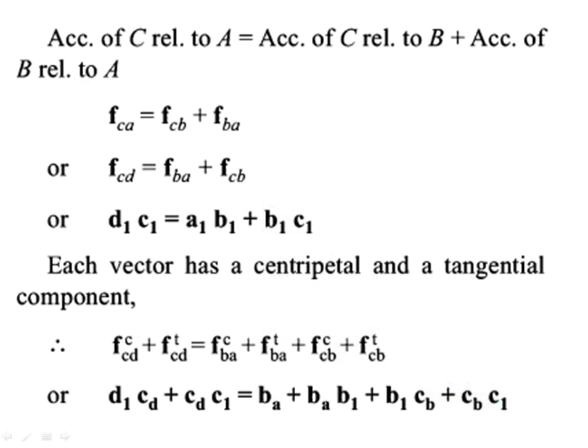Then this CD can be written as D1 C1, and that is equal to A1 B1 plus B1 C1. I have split this term into two parts now. All the things are the same, only I have taken two extra terms for each, that is one centripetal component and one tangential component. Okay, clear?